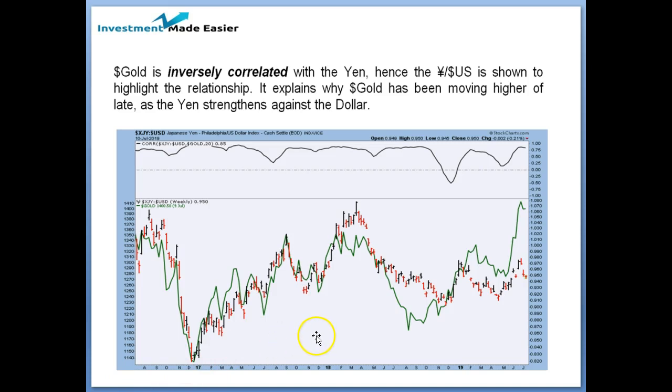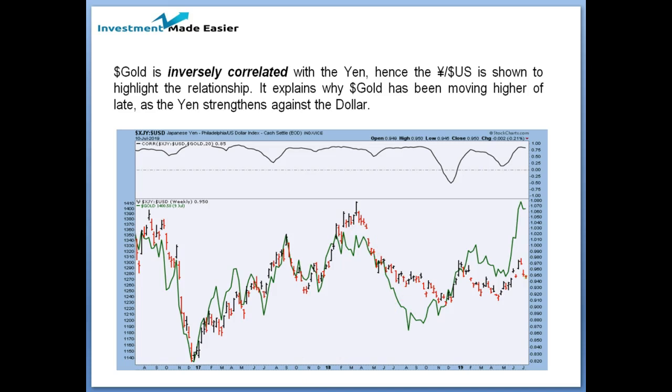Now, just to hopefully not confuse things, because our charting system allows us to do this, the correlation is inverse. So in other words, as the yen gets stronger against the dollar, then you can see that the price of gold goes up with it, and vice versa. If the yen weakens against the dollar, then the price of gold falls.